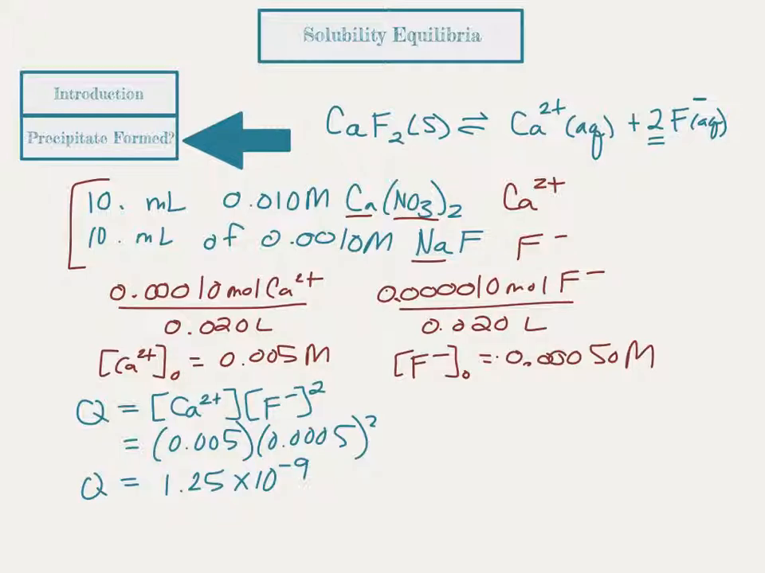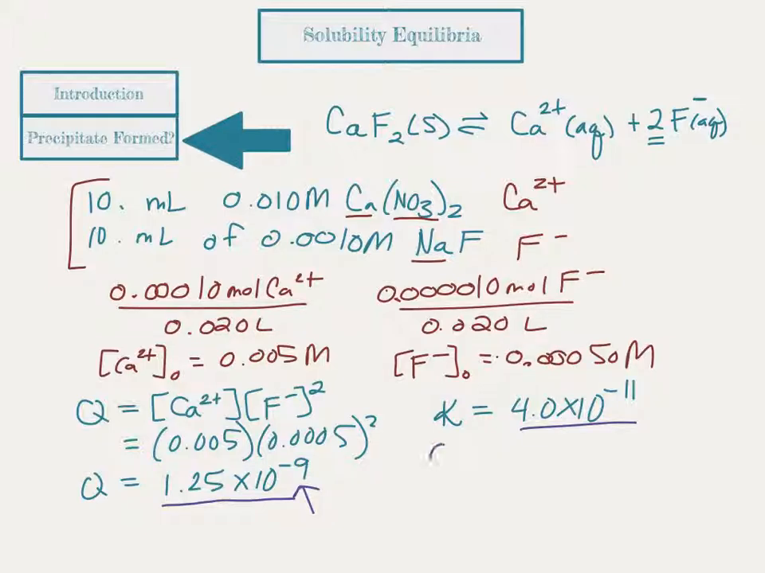Now, to figure out if this is going to work, I need to compare this value with a known K value. So I crack open a textbook, look up all the Ksp values, find calcium fluoride, and write down that value, which is 4.0 times 10 to the negative 11. Okay, so when we're looking at these two numbers, we need to figure out which one is bigger. 10 to the negative 9 is a bigger number than 10 to the negative 11.